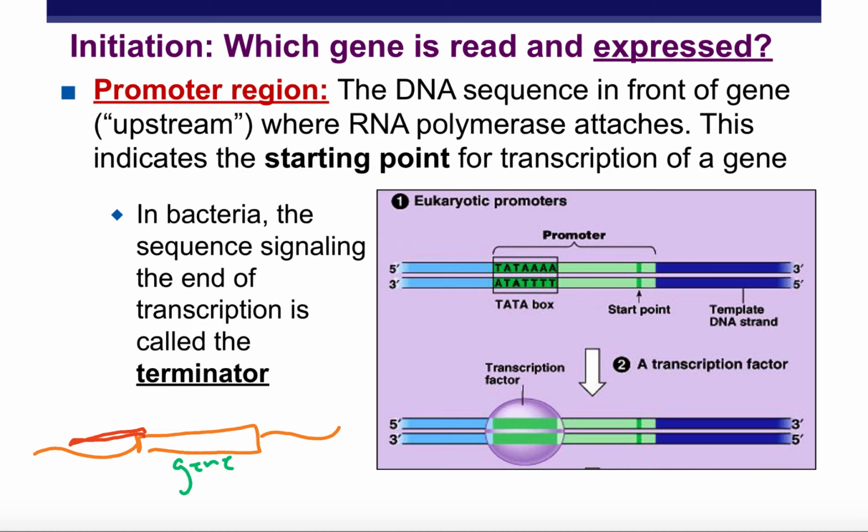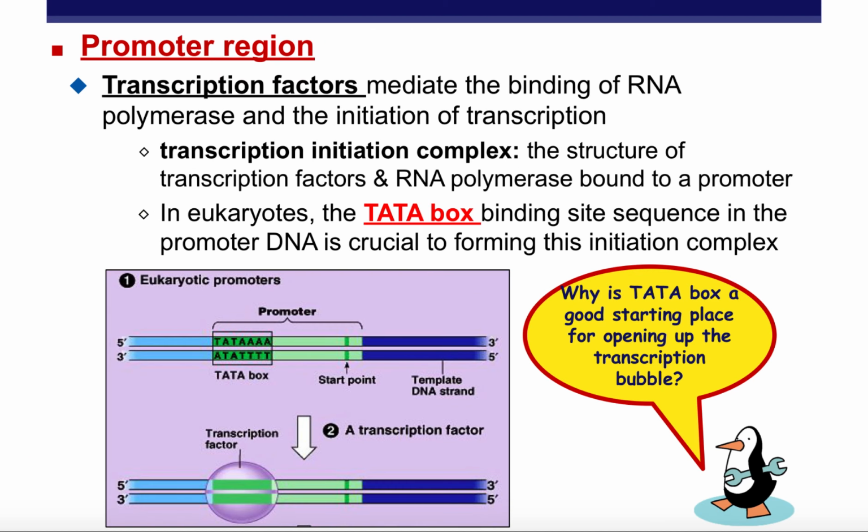All cells have promoter regions in front of their genes, bacteria and eukaryotes, though bacteria in addition have a terminator sequence at the end of their gene, while that doesn't necessarily exist in eukaryotes. In the promoter region, the way it works is transcription factors mediate the binding of RNA polymerase and the initiation of transcription. All that means is there are proteins and chemicals and hormones, and they basically act as an on switch.